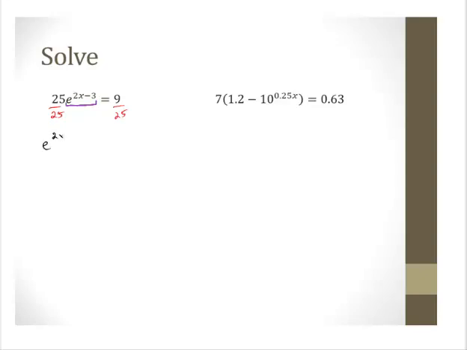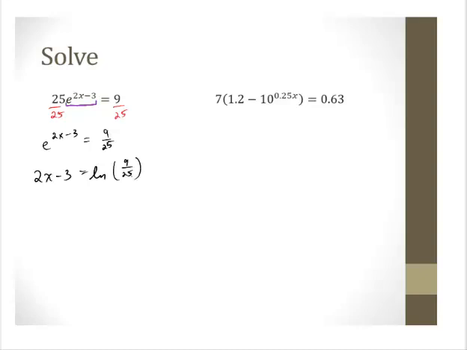e to the 2x minus 3 is equal to 9/25. Now again, you can write an exact value for that. I'm just going to leave it alone as 9/25. Turn this to a logarithmic form. Since it's base e, we can use the natural logarithm. 2x minus 3 is equal to the natural log of 9/25.